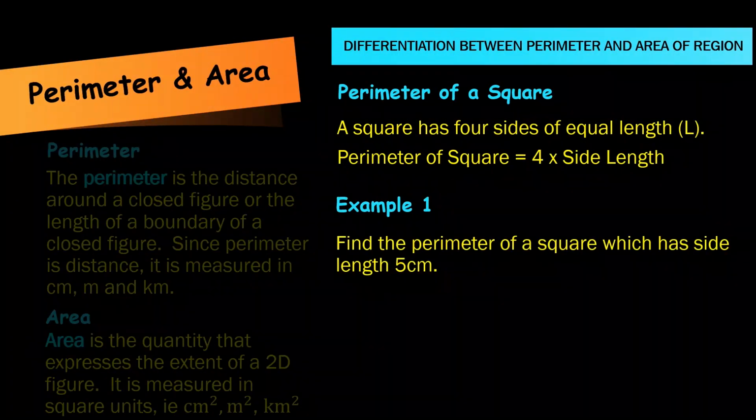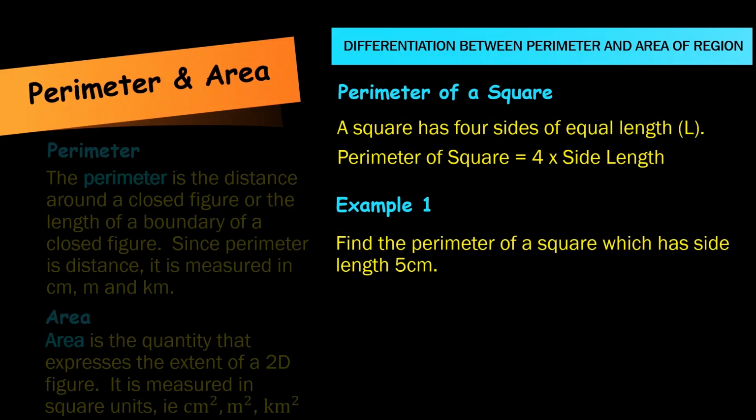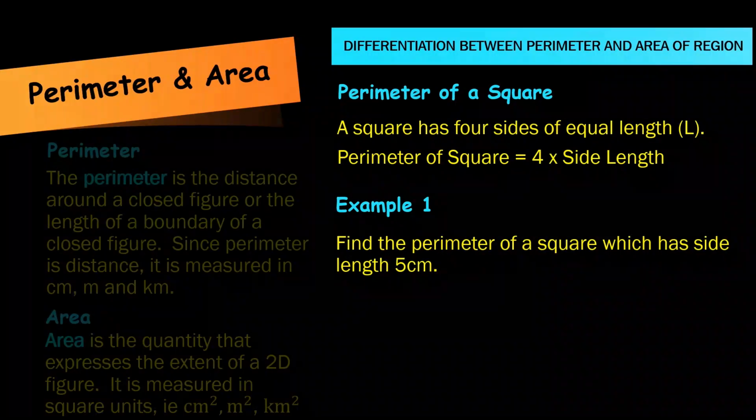Let's now take a look at an example. Pause the video and have a go. Press play when you're ready to view the solution. In this example, you're required to find the perimeter of a square which has side length 5 centimeters.